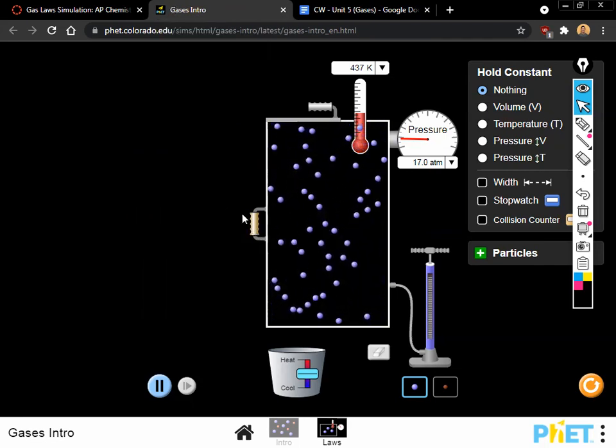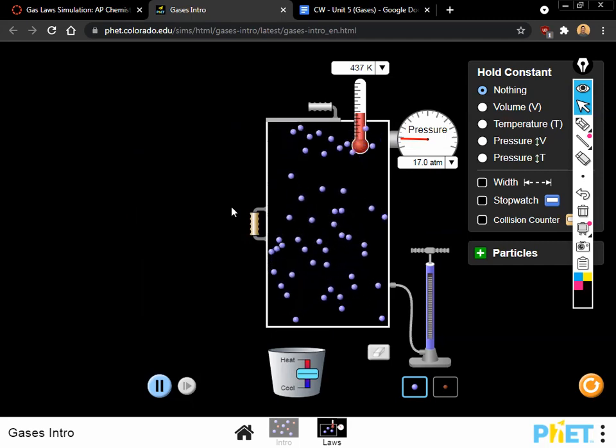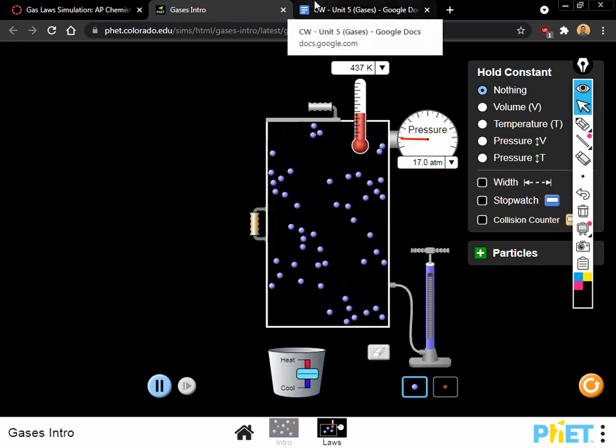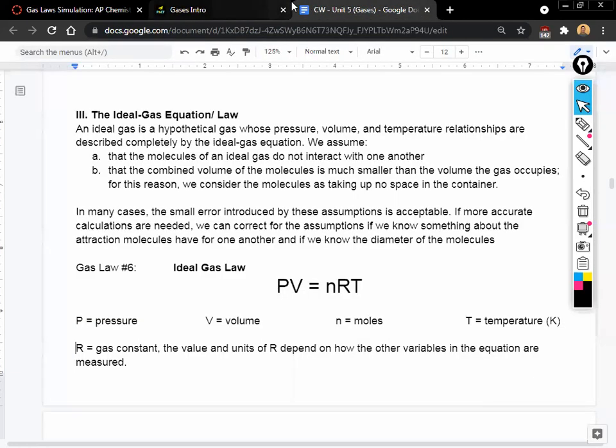Okay, any questions about that? Hopefully it's kind of helpful. All right, if not, let's jump into the lesson for today. So last time we talked about those 5 gas laws, but today we're going to be talking about probably the most important gas law, and it's called the ideal gas law or ideal gas equation. Okay, so that's what we're going to be talking about today.